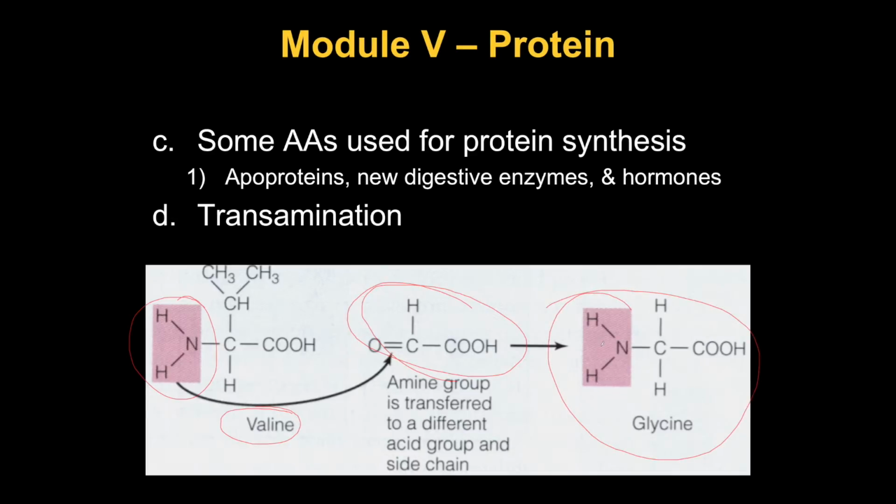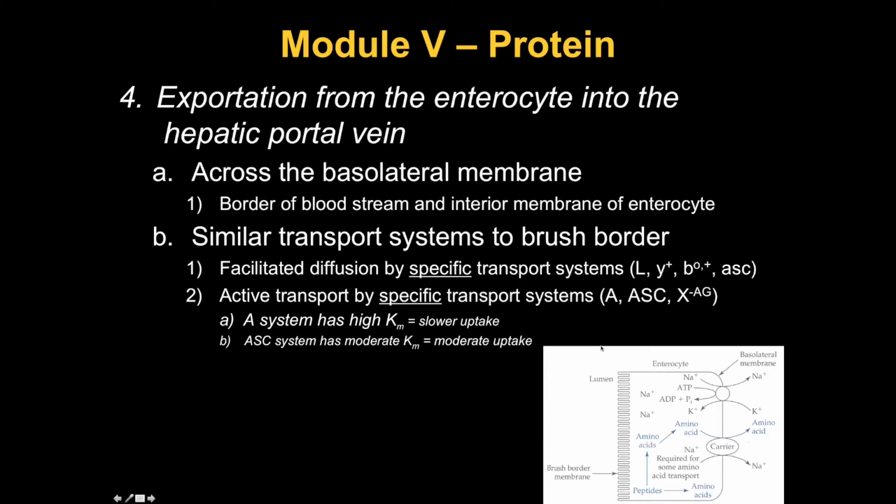We can also now transport some of these amino acids outside of the enterocyte. And where are they going to go? They're going to go into the hepatic portal vein and directly to the liver. And what's important to understand here is that there are also transport mechanisms to get these amino acids out of the enterocyte. So they're very similar to the brush border membrane that we saw that faces the gastrointestinal tract lumen. And this particular membrane is called the basolateral membrane.